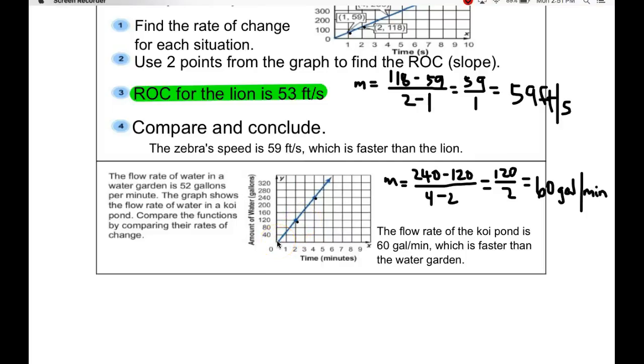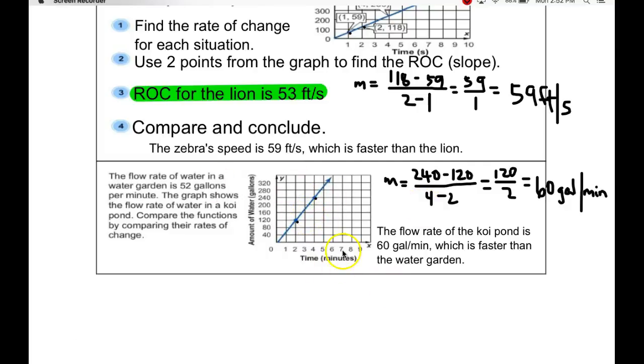Technically, you could have used 0, 0. That would have been fine. I chose these 2 points, which gives me 240 minus 120 over 4 minus 2. That gives me 120 over 2, which divides to 60, and that's gallons per minute. So it's 60 gallons per minute, and this was the koi pond over here in the graph.